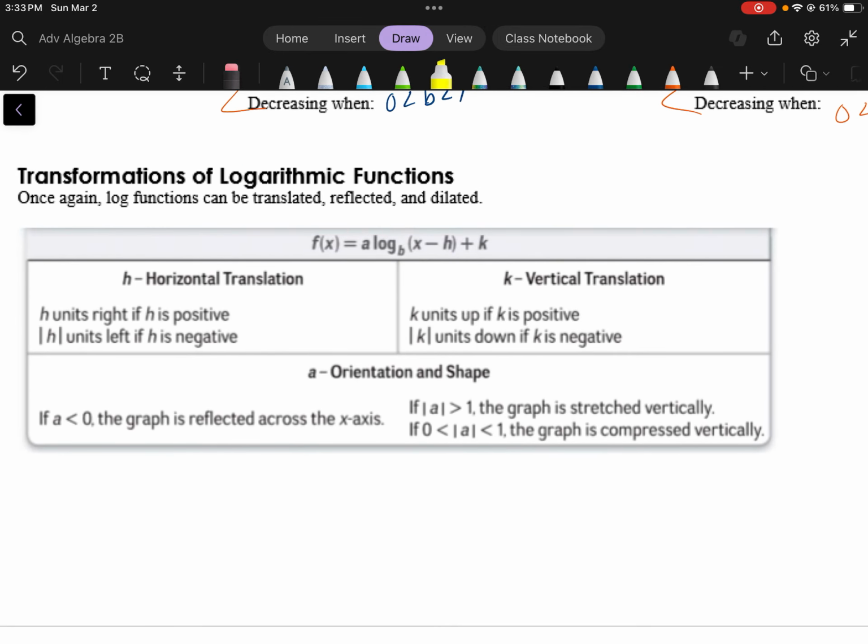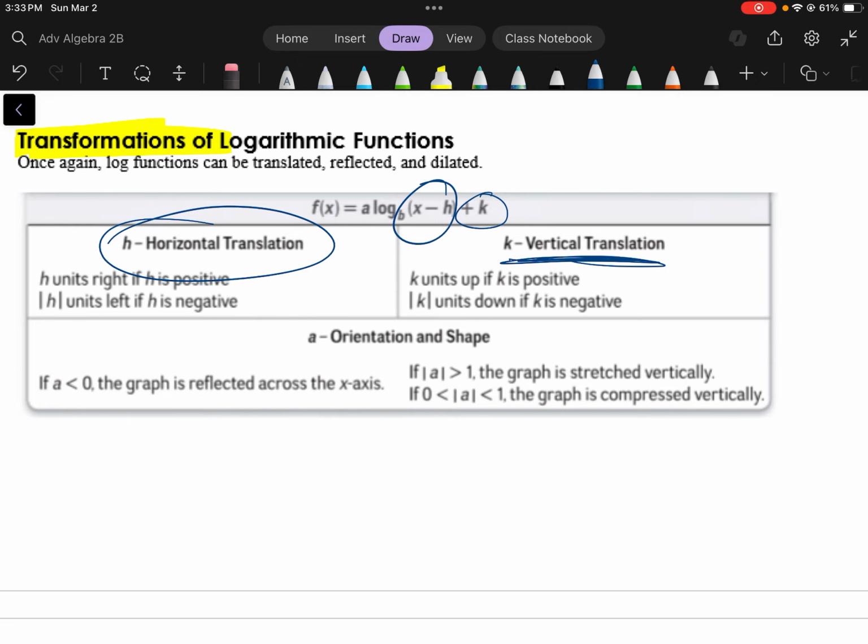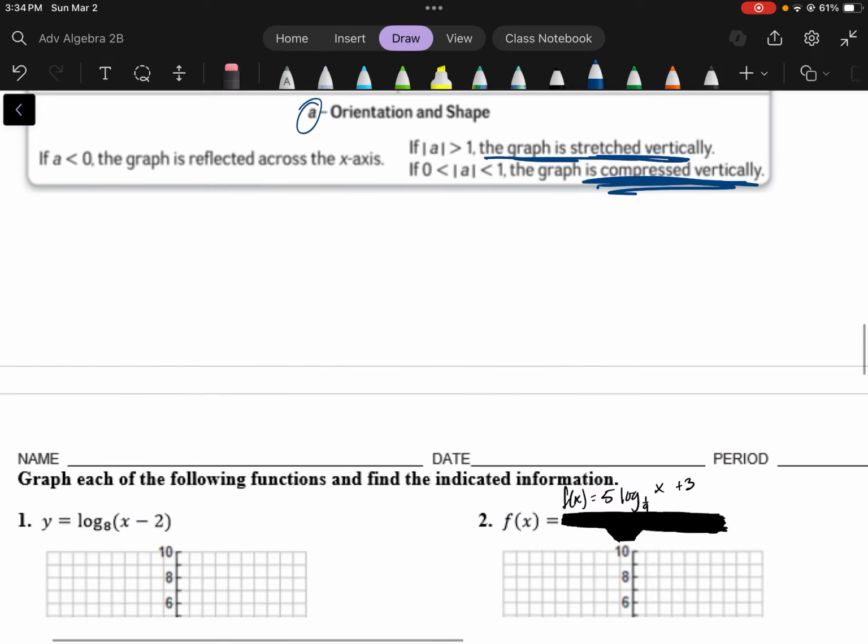Okay, transformations. We're going to have the same types of transformations, but they're going to be located in kind of different spots, but kind of the same spots. If you're inside the parentheses, you're going left and right. That's like normal. The k value in the back, you're adding and subtracting, you're just going up and down. The orientation, the a value in the shape, vertical stretch or shrink, those are found using the same values. So we could stretch vertically, or again, I'm fine with you saying compressed or shrink vertically. All that is found in the same way.